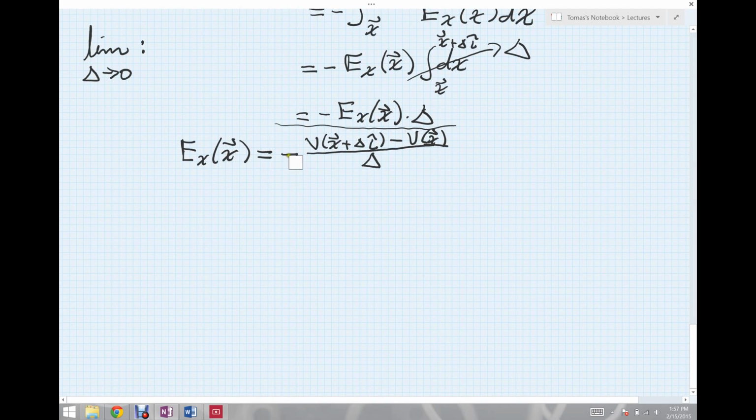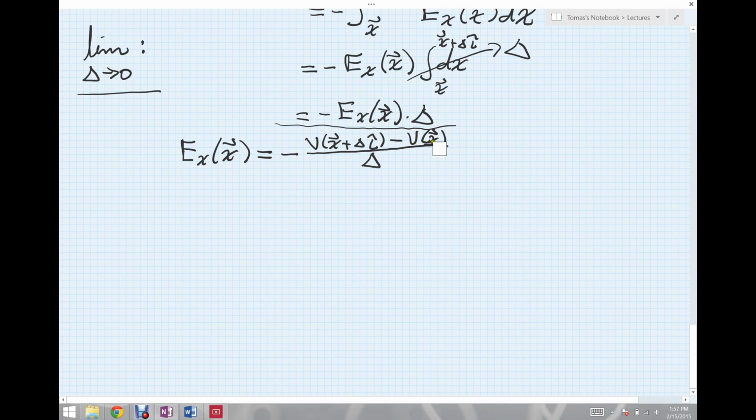Well, if I look at this in the limit as delta goes to 0, what I'm looking at right here is the definition of a derivative. Now, it's a particular derivative because I'm looking at the voltage at two different points, and the only difference between these two points is that they have different coordinates in the x direction. I was only moving along i hat. Only the x component is going to be different.